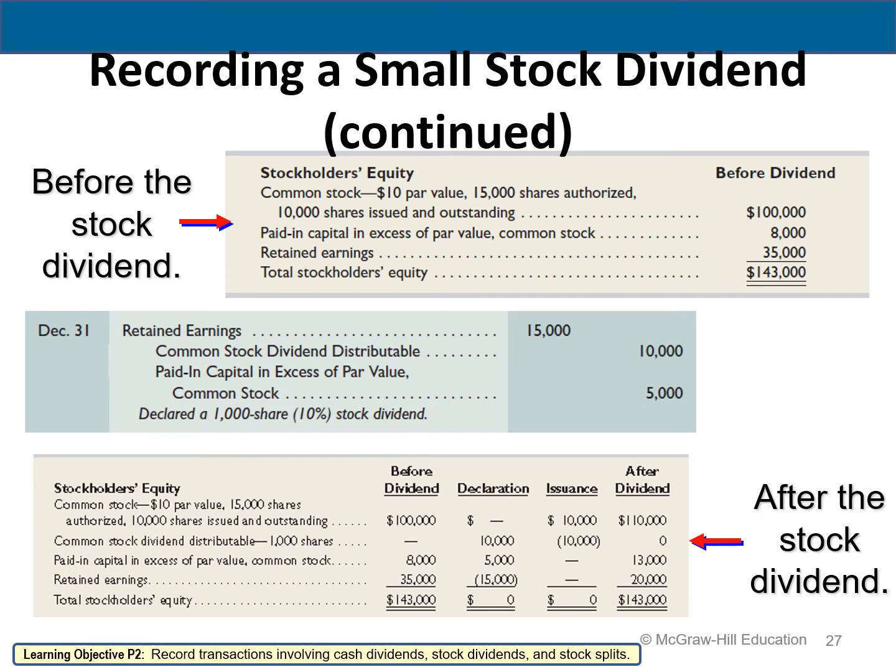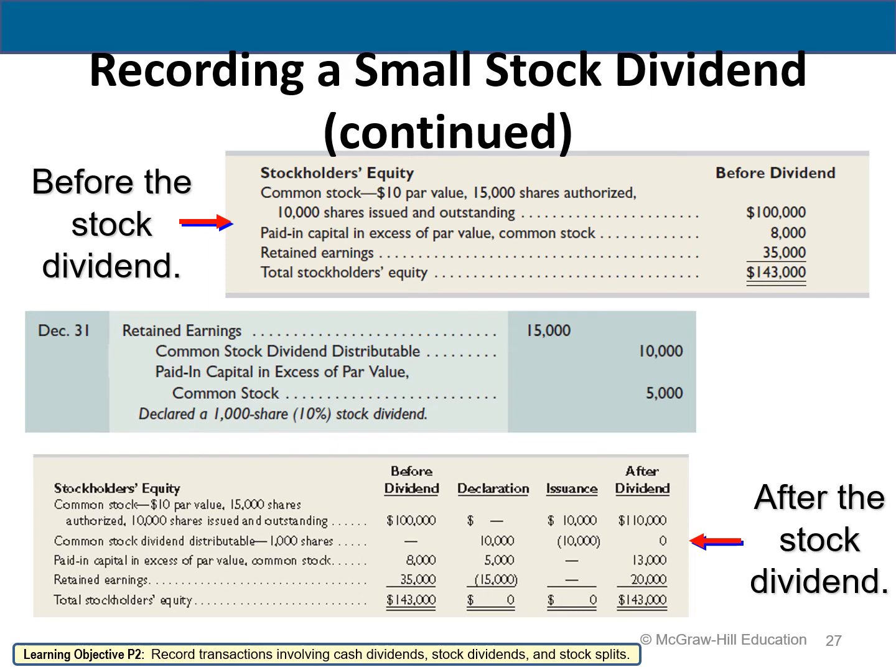So before the stock dividend, if you look at the top, we had common stock, $10 par, 15,000 shares authorized, 10,000 issued and outstanding. So we had $100,000 in our common stock account. We had paid-in capital in excess of par of $8,000, and we had retained earnings of $35,000 for a total of $143,000. Our journal entry to record the stock dividend reduced our retained earnings by $15,000. It increased our common stock dividend distributable by $10,000, and it increased our paid-in capital by $5,000.